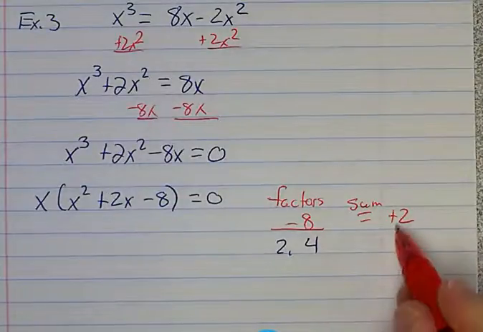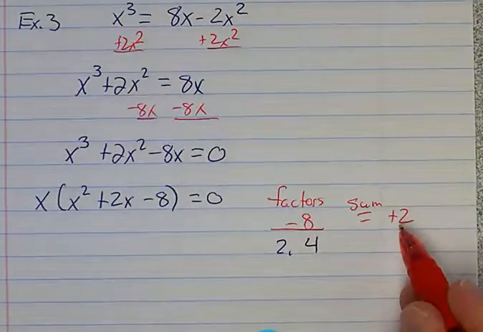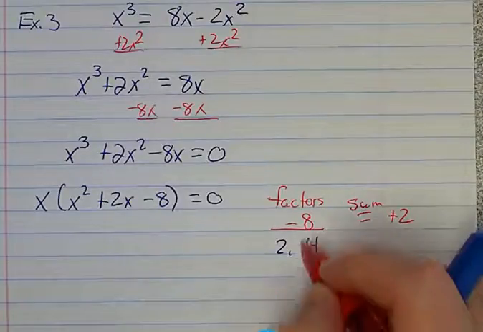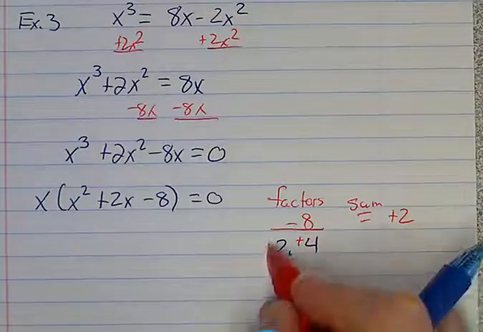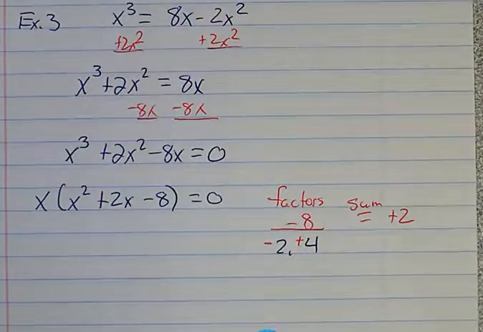Since that's a positive 2 for your sum, that plus sign goes with the bigger number, bigger factor. So that positive goes here. And if you divide these two, that makes that a negative. So we've got negative 2 plus 4. That would give us the positive 2.